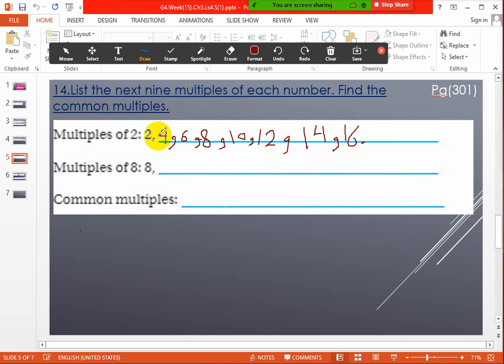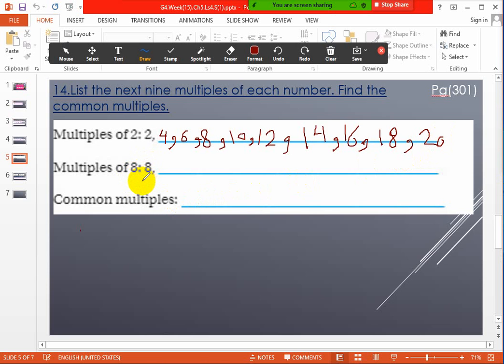How many multiples do I have? 1, 2, 3, 4, 5, 6, 7. I have to write until 9. Now 2 multiply 9 equals 18. Very good. Now 2 multiply 10 equals 20. Very good. Those are the multiples. Now what about the next 9 multiples after 8?